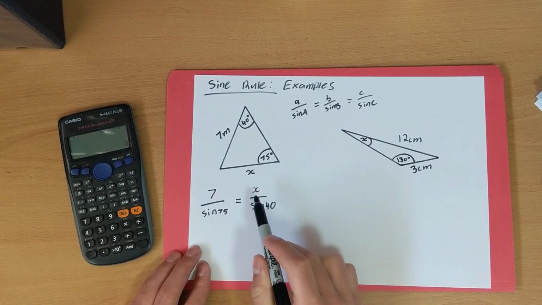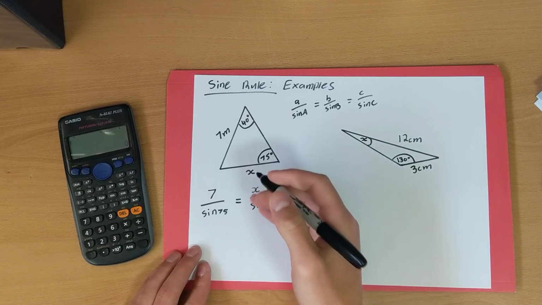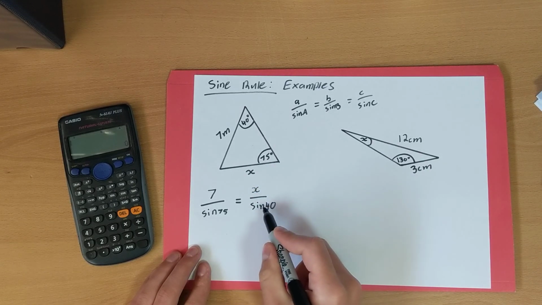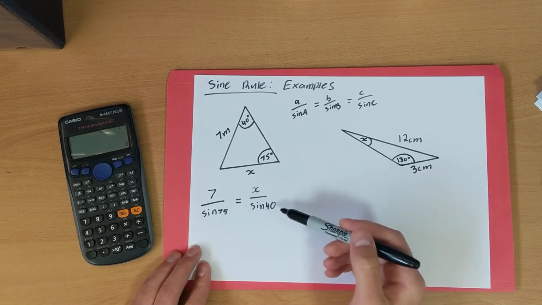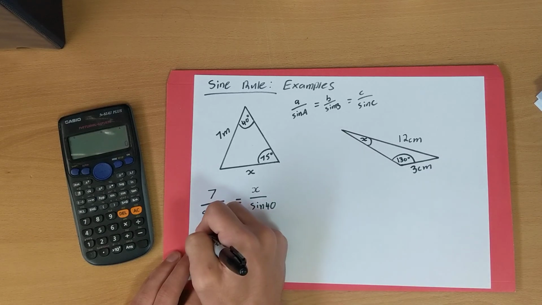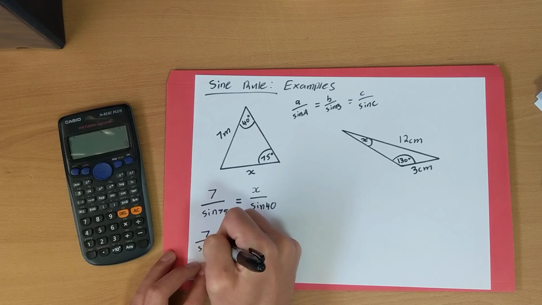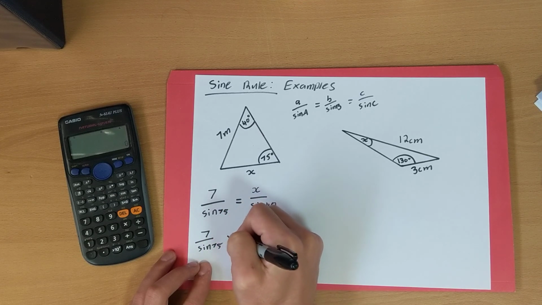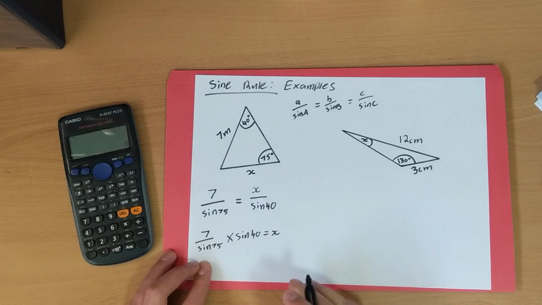Now I've got an equation with only one unknown, so I can solve this, and the way I'm going to do that, I want to get x on its own by moving the sine 40 to the other side, which means that I need to multiply both sides of this equation by sine 40. So I get that 7 over sine 75 times sine 40 equals x.